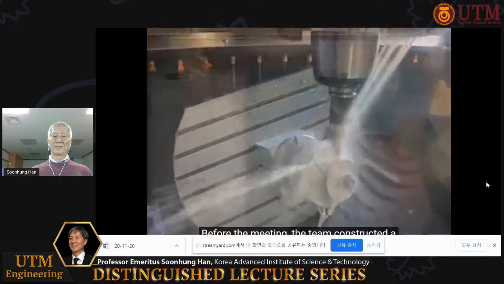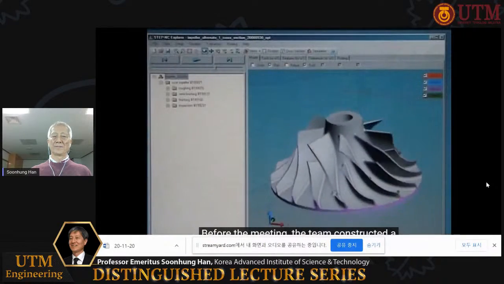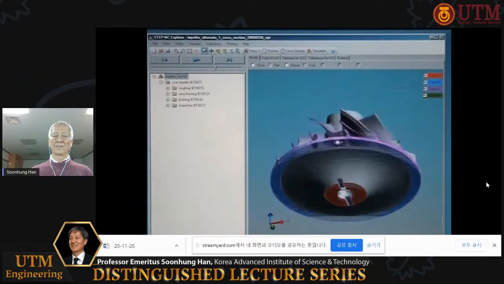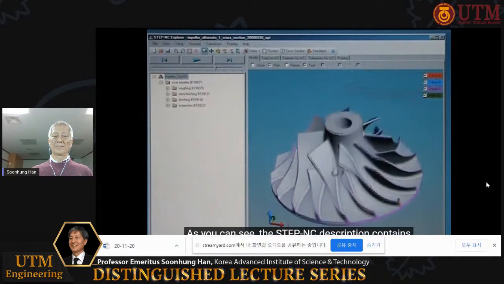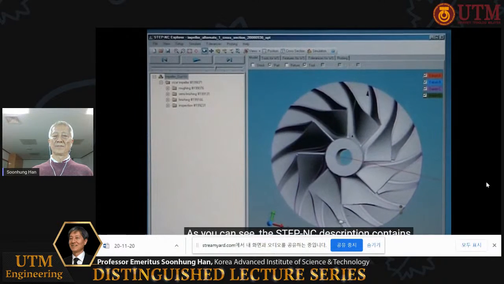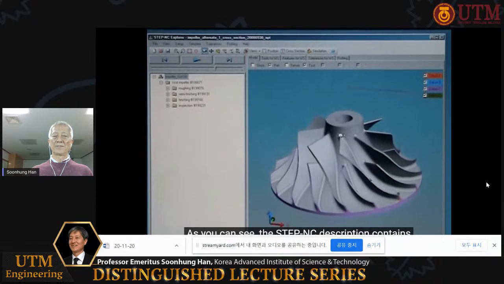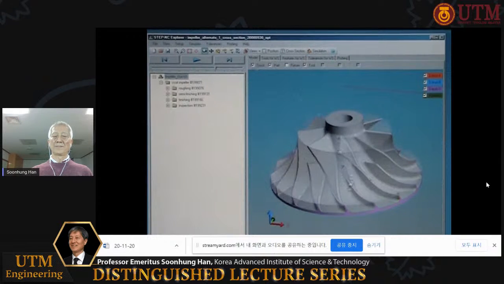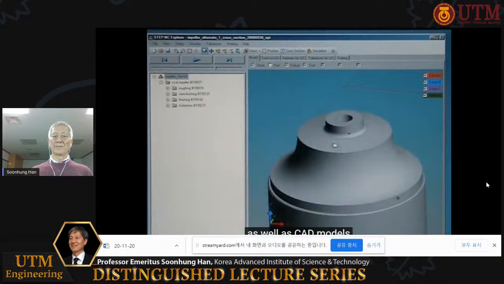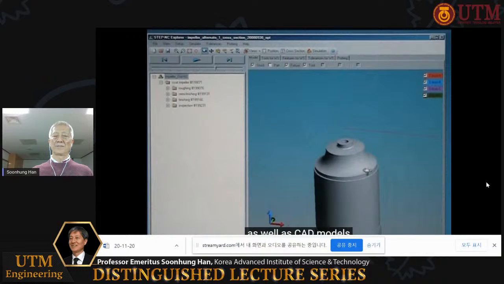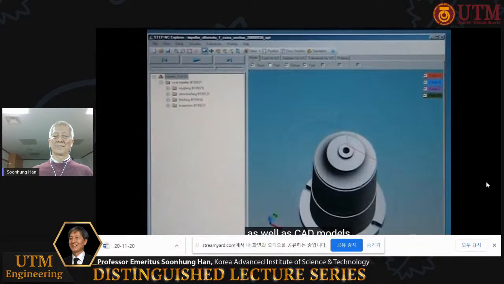Before the meeting, the team constructed a complete STEP NC machining program for the impeller. As you can see, the STEP NC description contains a CAD model of the final result, a CAD model of the initial stock, as well as CAD models of the fixtures and cutting tools used by the process.